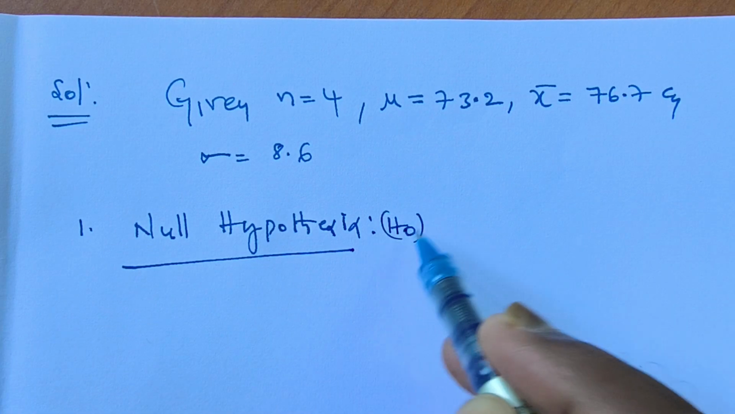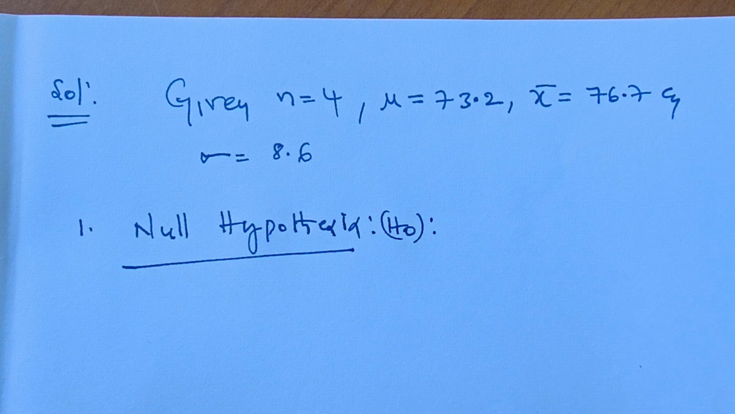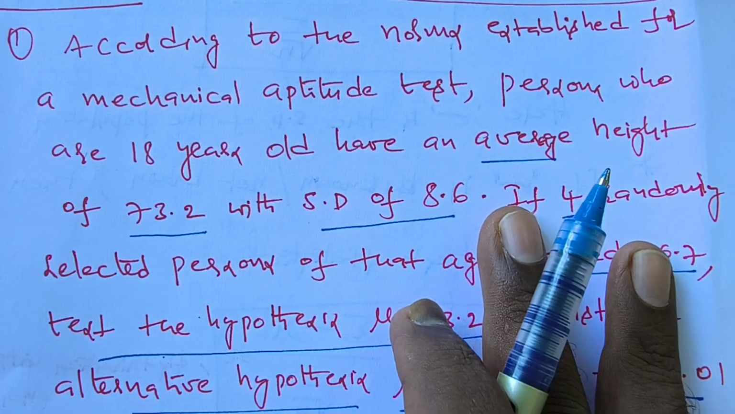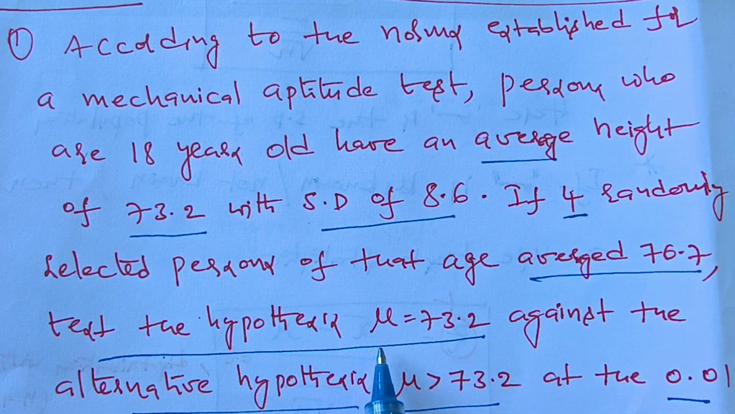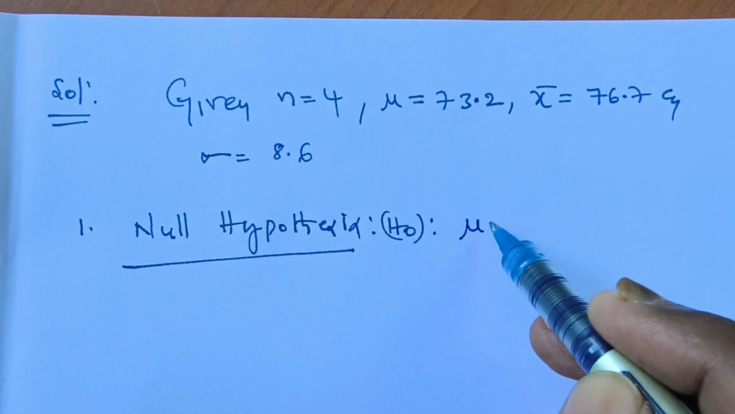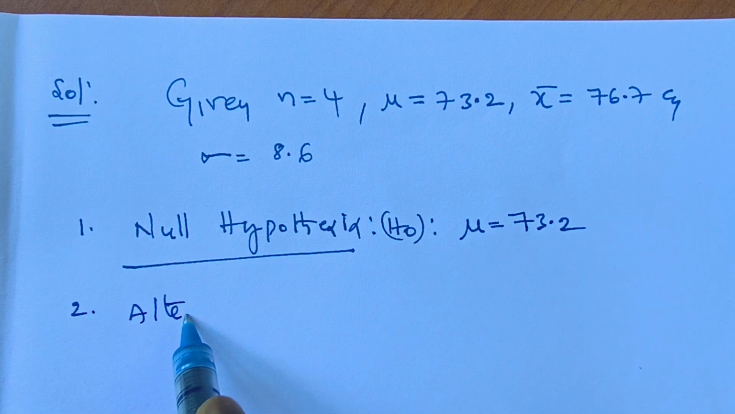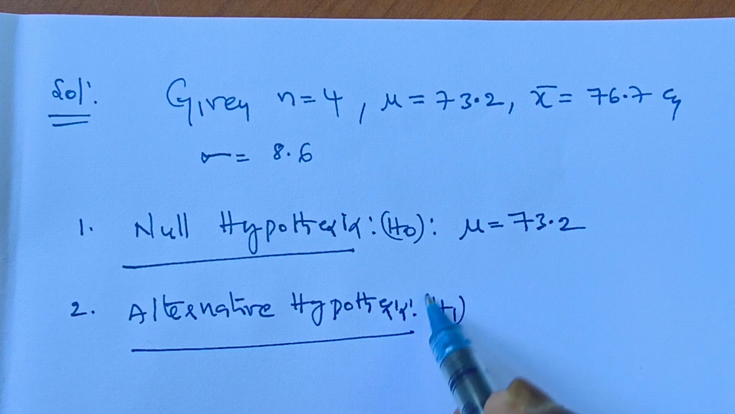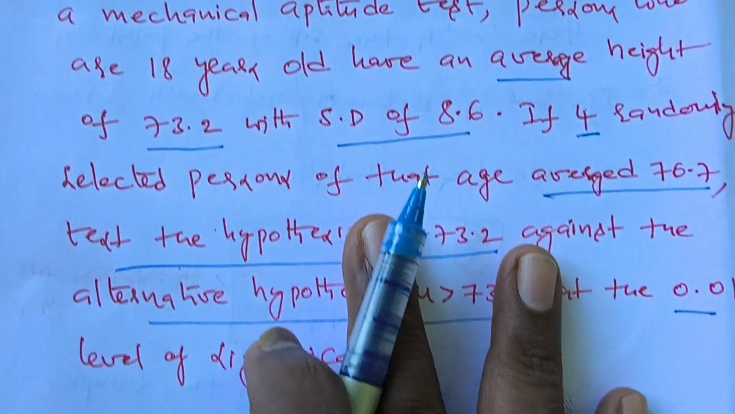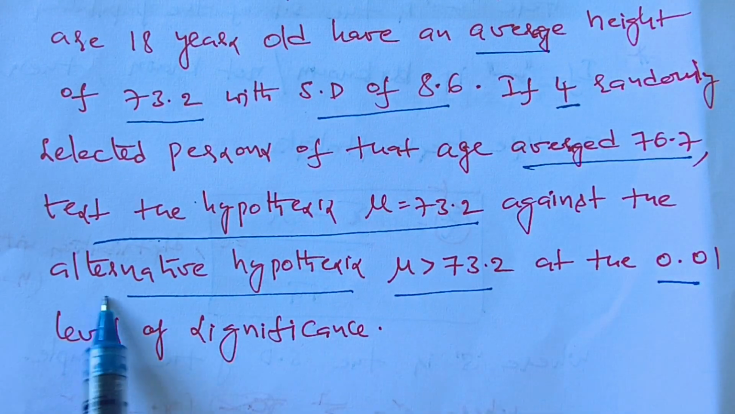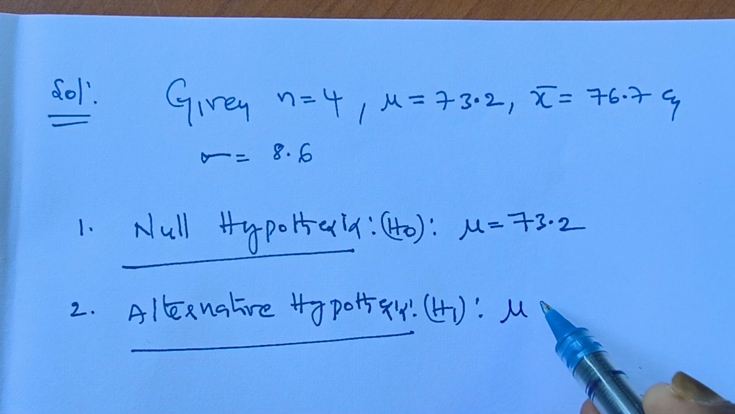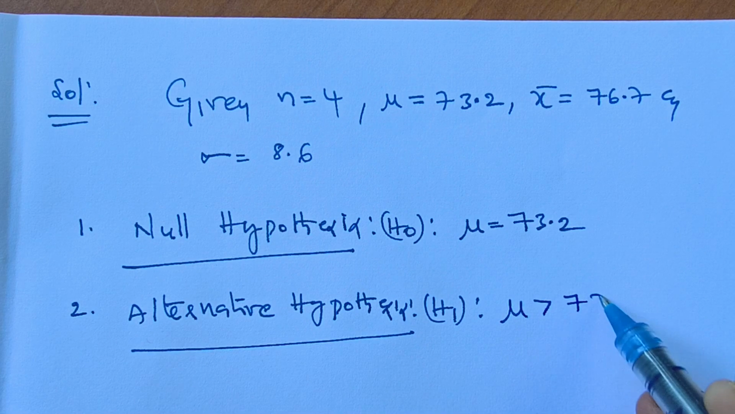Okay, this is the data from the given problem. Now the steps involved in testing the hypothesis: the first step is the null hypothesis. Here the null hypothesis can be taken as mu equals 73.2. The second step is the alternative hypothesis, denoted by H1. It is also given in the problem. The alternative hypothesis is mu greater than 73.2.